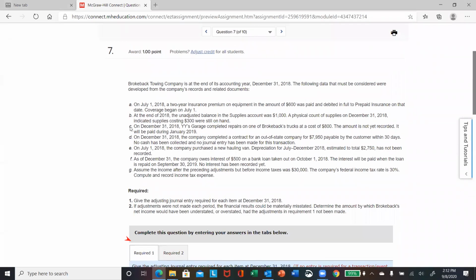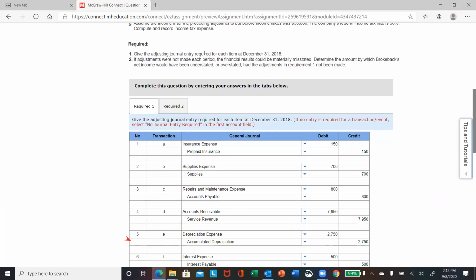All right, part B. It says at the end of the year, they got unadjusted balance in supplies of 1,000. A physical count shows $300 were on hand, so we know they used 700. So look at your expense. You have supplies expense debit, credit supplies for the difference, again, is what you used.